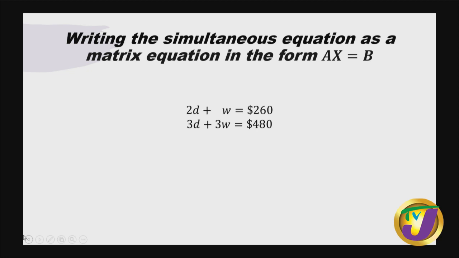Now, what we want to do is rewrite this as a matrix equation in the form AX = B. So what we're going to do is look at each side of the equation. The first thing we want to note is that 2D + W = 260 is one equation, and 3D + 3W = 480 is another equation.